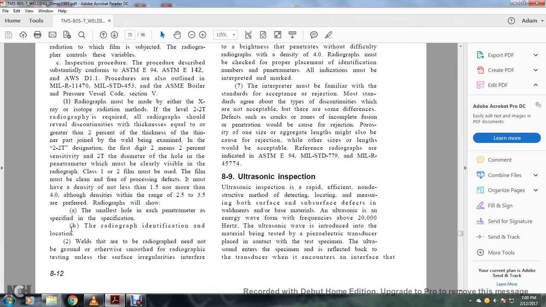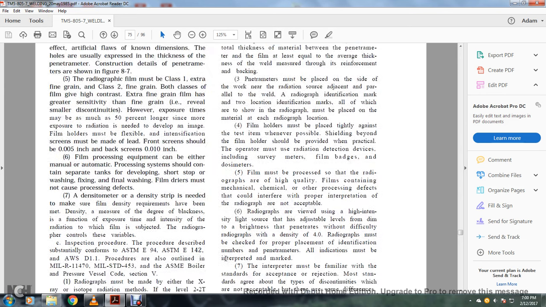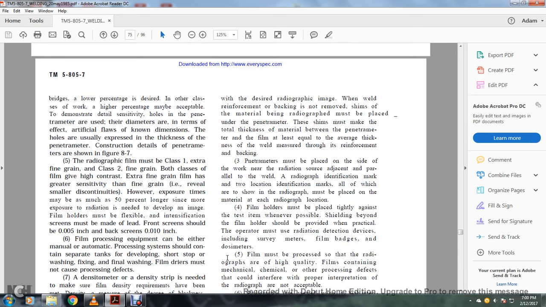The radiographic identification and location of welds that are radiographed need not be ground or otherwise smoothed for radiographic testing, unless surface irregularities interfere with the desired radiographic image. When the weld reinforcement or backing is not removed, a shim under the penetrameter must be used. The shims must be made so that the total thickness of material between the penetrameter and film is at least equal to the average thickness of the weld measured through the reinforcement and backing.